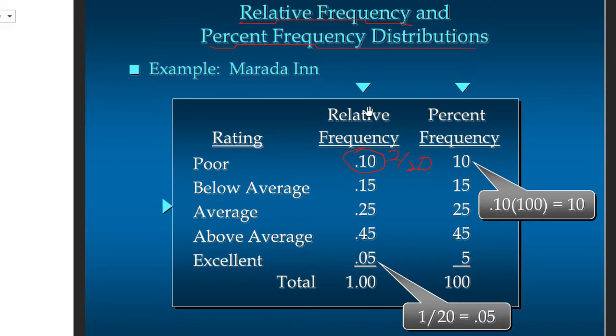Now, once you construct this relative frequency, how do you make the percent frequency? Well, you just convert this decimal number into a percent. 0.10 is 10%, of course. 0.15 is 15%, and 0.45 is 45%.